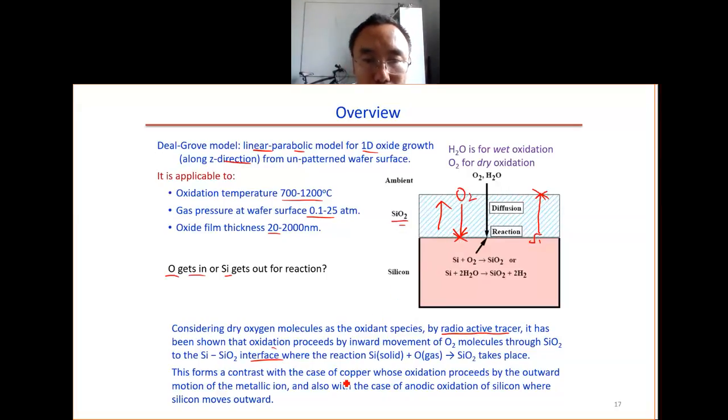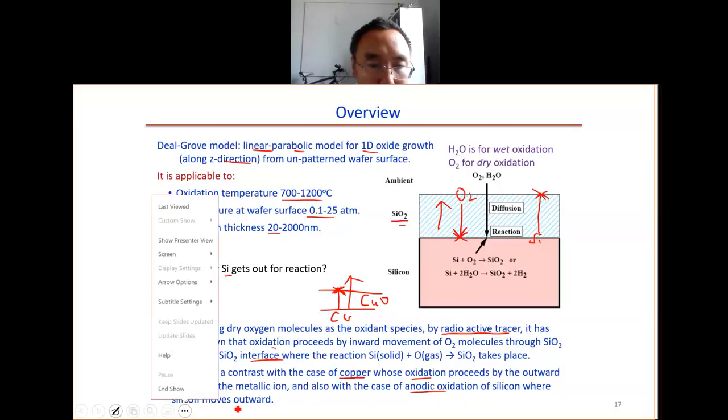So this is different from copper. For copper oxidation, the copper moves out. If this is the copper oxide, then the copper moves out, and we have the chemical reaction here. The same thing holds for anodic oxidation, which is the electrochemical oxidation of silicon. This is also where the silicon moves upward.